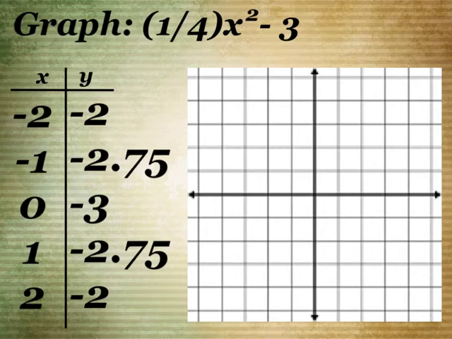I always like starting with my vertex. So at 0, -3, we will plot a point. At 1, -2.75 is about there. And we can fold it over on our axis of symmetry, and we'll see that at -1, we will also have -2.75. Then at 2, we will go to -2. And again, at -2, we will be at -2.